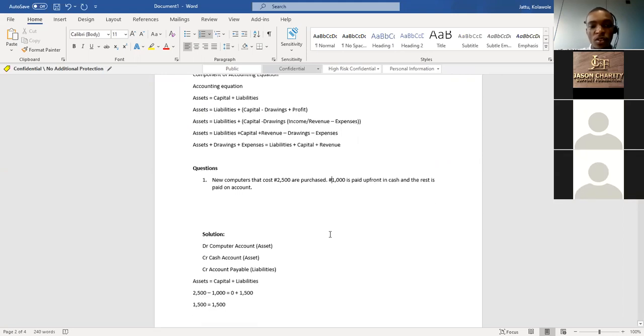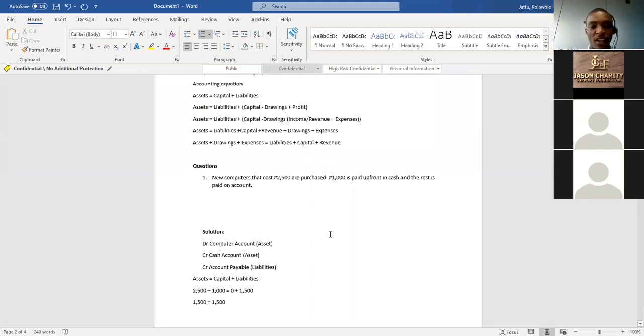With that, now substitute all of that in your accounting equation, which is assets equals capital plus liabilities. I said something earlier that the formula you should familiarize yourself with is the last one, which is assets plus drawings plus expenses equals liabilities plus capital plus revenue. In this question, we know our assets, which is 2,500, but we don't have any information on drawings, so drawings is 0. We do not have any information on expenses, so expenses is 0. We do not have any information on capital as well. Our capital is 0.